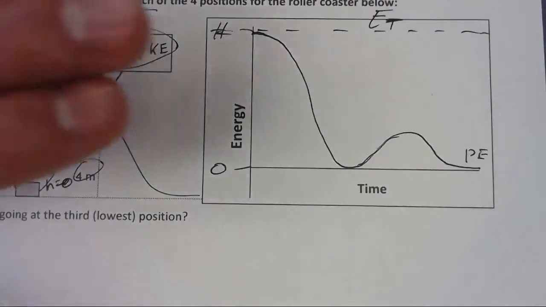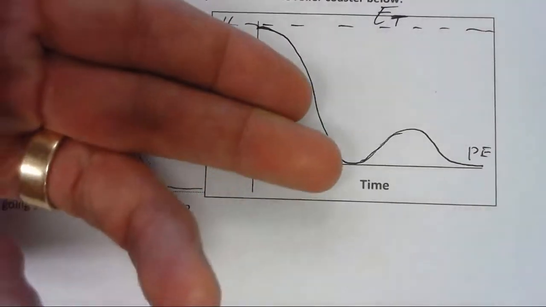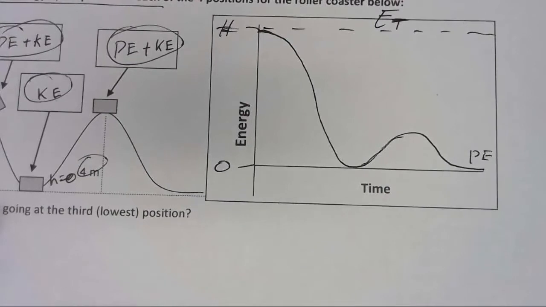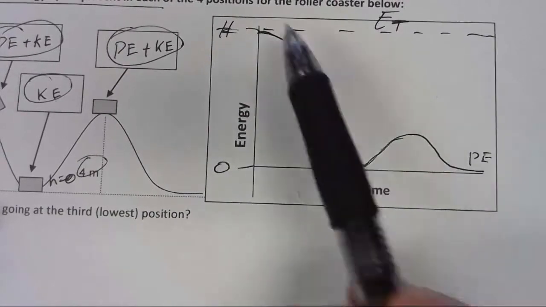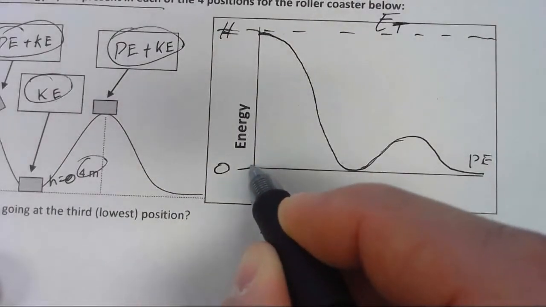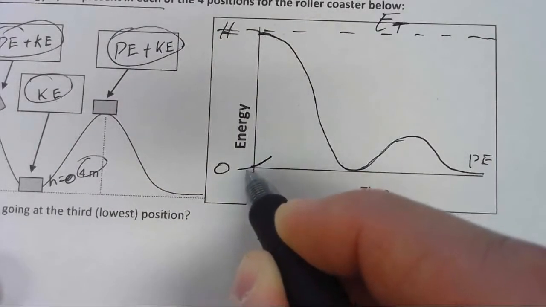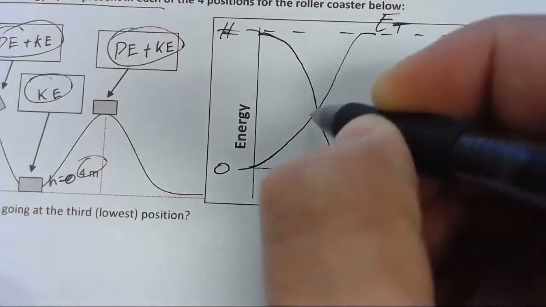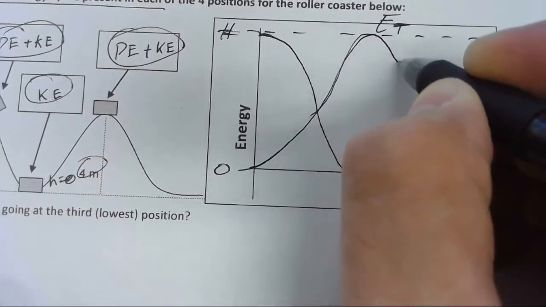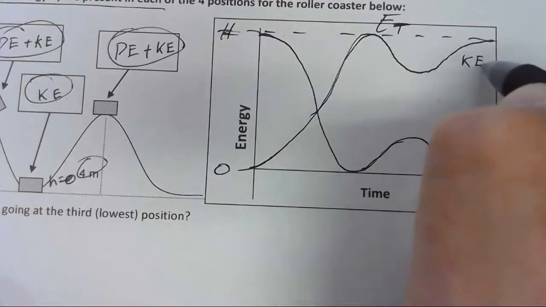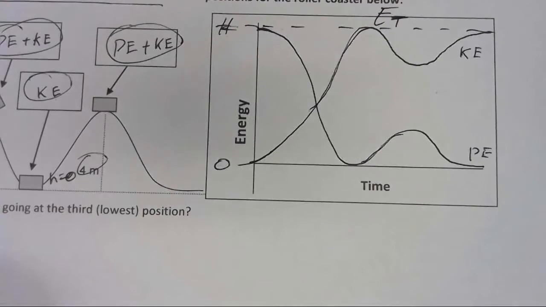And then remember, kinetic energy, we take potential and we simply flip it over. It has to be a mirror image, and the reason why it has to be a mirror image is because kinetic and potential always have to add to the total, which stays the same. So the kinetic energy will be up to the top, down a bit, and up again. All right, so there's our mirror image of kinetic energy.